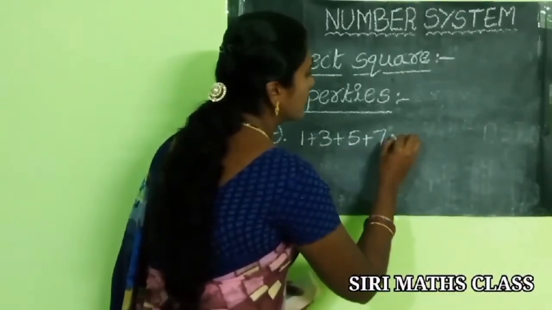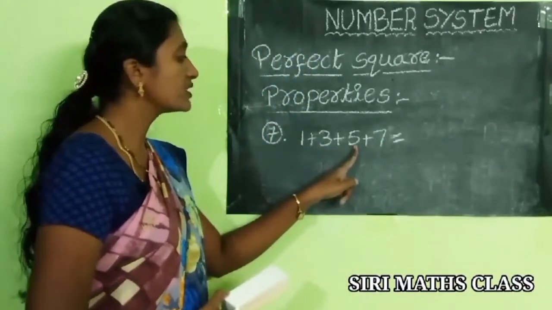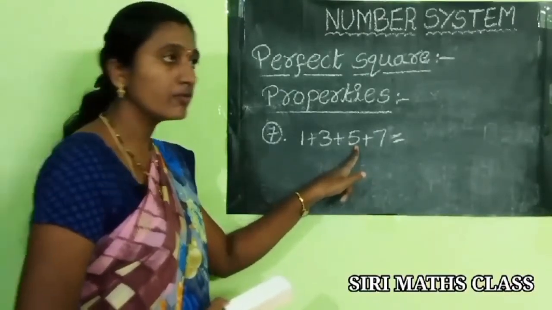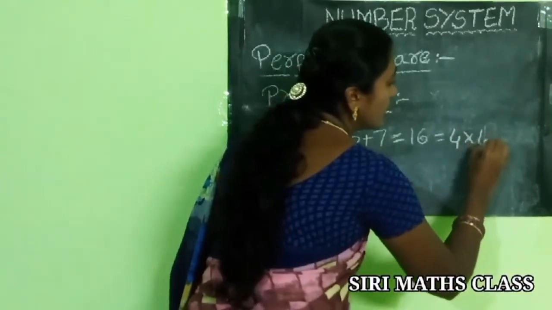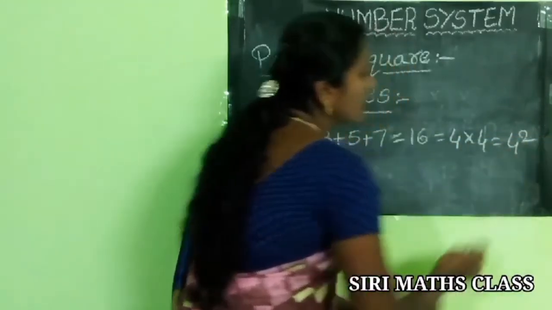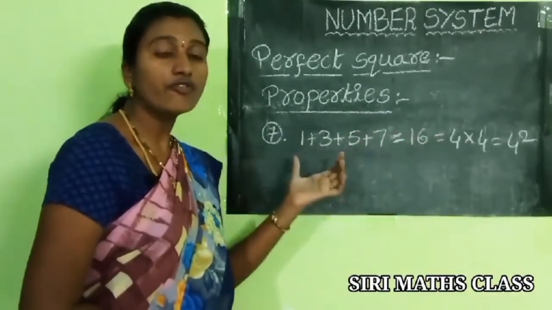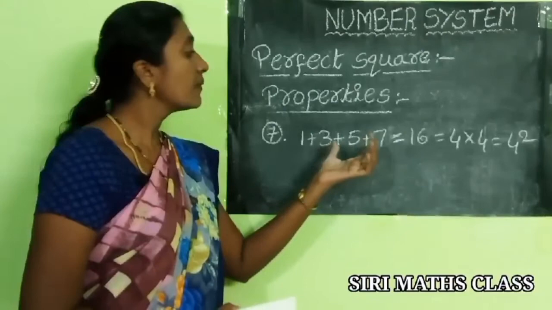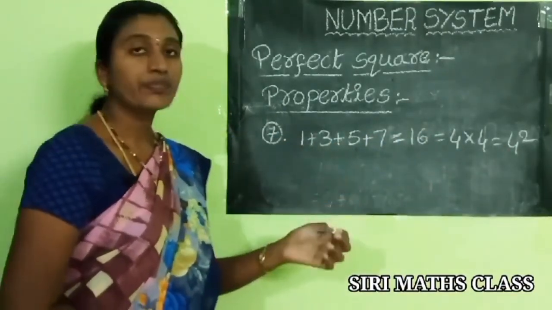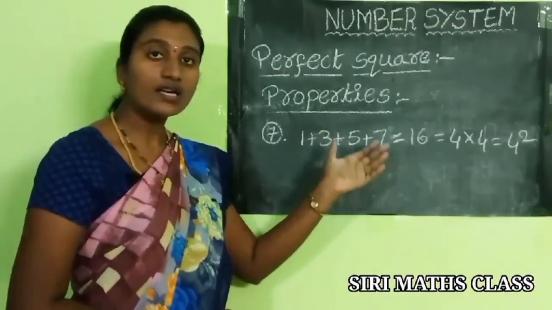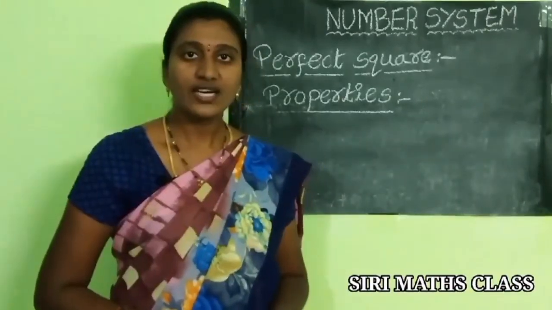1, 2, 3, 4 values. Adding these values, 3 plus 1, 4, 4 plus 5, 9, 9 plus 7, how much? 16. 16 we can write as 4 into 4, that is nothing but 4 square. This is also a perfect square. Here we can take the number of odd numbers, first n odd numbers, the sum is a perfect square. Okay, what is the condition? The sum of the first n odd natural numbers is a perfect square number. Okay, thank you so much.